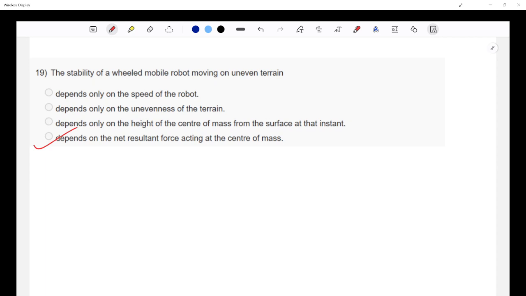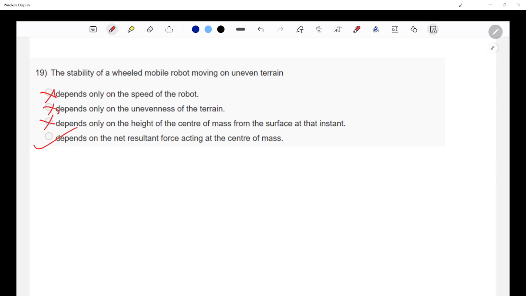Okay, the first option is it depends only on the speed of the robot. This is false because speed alone is not enough. Direction and acceleration matter. So this is wrong. The second option is it depends on the unevenness of the terrain, which is also false. Terrain influences stability, but it is not the only factor, so it is wrong. And the third option is depends on the height of the center of mass. Height affects stability, but again, it is not sufficient alone.